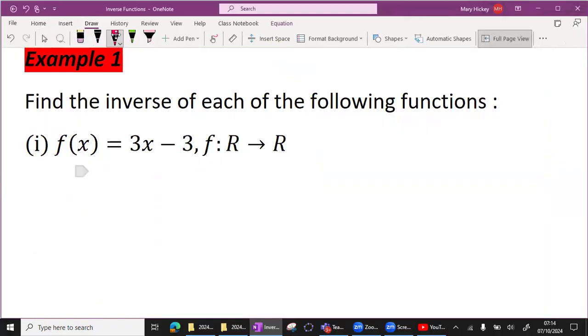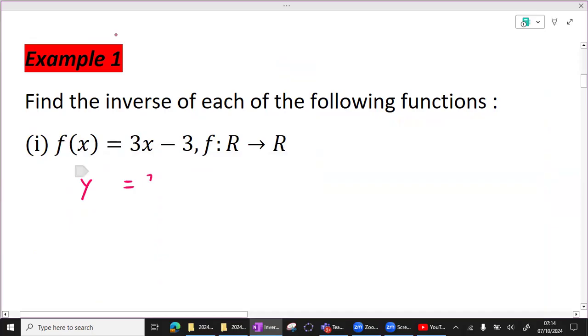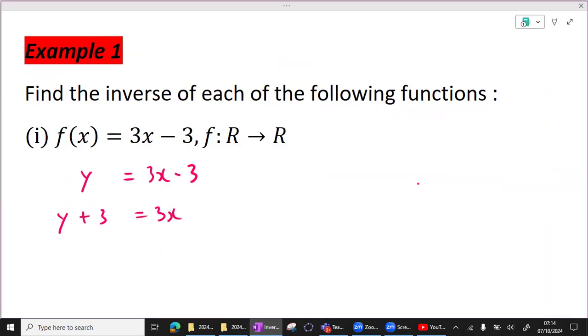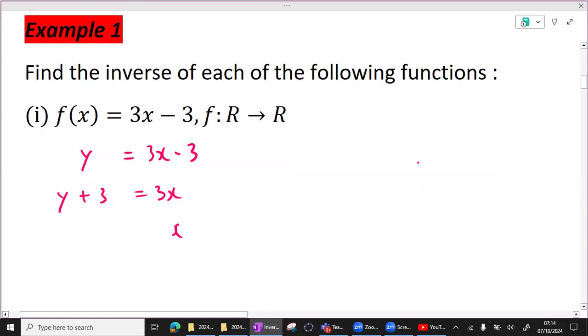So here we have our function 3x minus 3. I change my f of x to y, which is no big deal because we know that another way of saying f of x is y. What I do then is, as if I was solving, I get x on its own. So I move over the minus 3, plus 3, and I have 3x here. So I end up with y plus 3 over 3. So that's my answer, basically. That's my inverse.